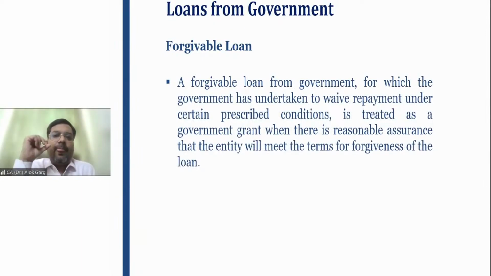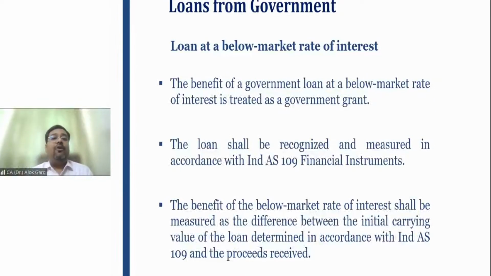So friends, a forgivable loan is a form of government grant where the government is supporting the entity. And the government is also ensuring that if you do not meet the condition, of course, this loan will come back to us, right? So it is another way of giving a government grant. Similarly, a loan at a below-market rate of interest or at an interest-free rate is also a form of government grant.